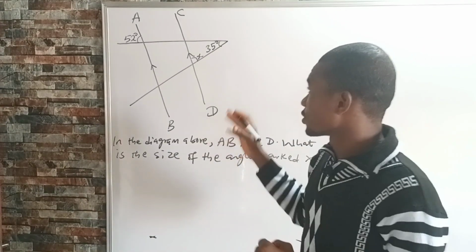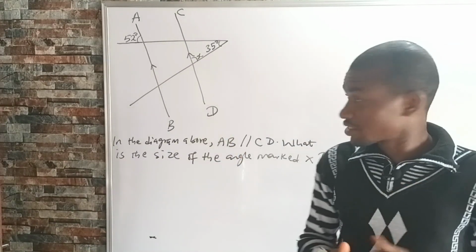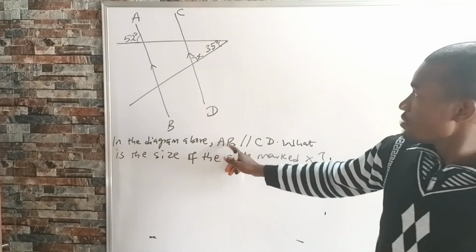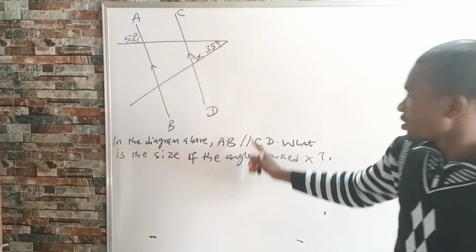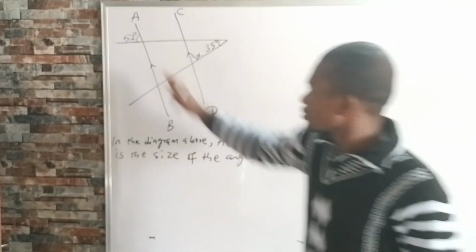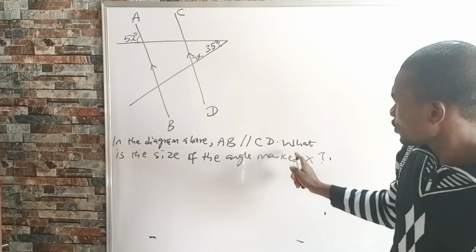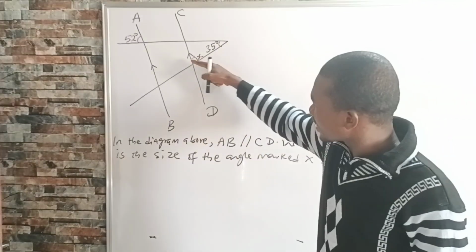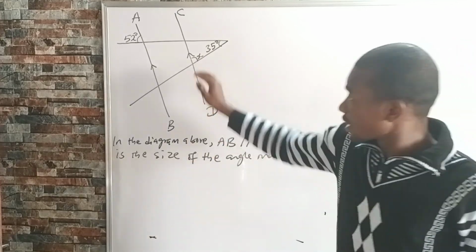In this video, we are going to solve this given problem on the board. It is very simple. We are told that in the diagram above, AB, this line, is parallel. Remember, this is a sign for parallel. So AB is parallel to CD, so this line is parallel to this line. We are then asked, what is the size of the angle marked X? That is this X here. What is the size of this very angle X?